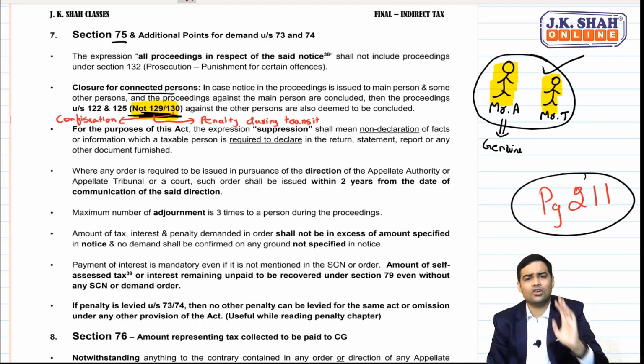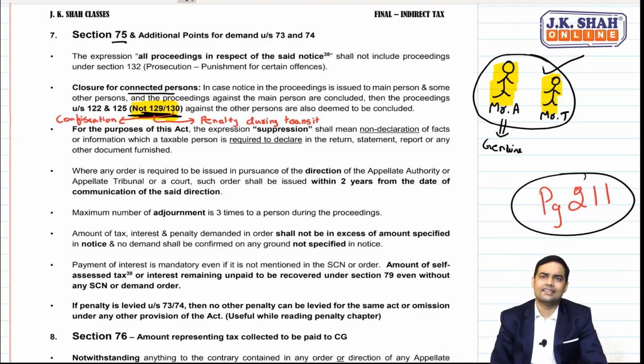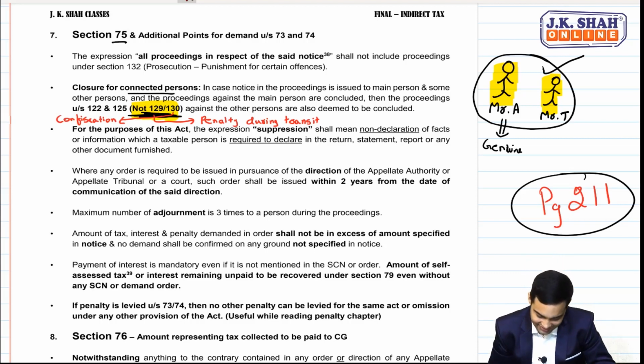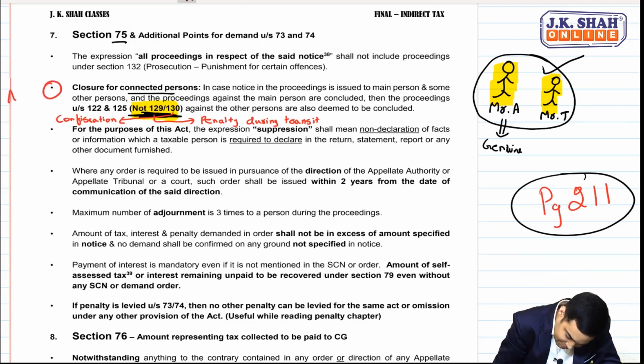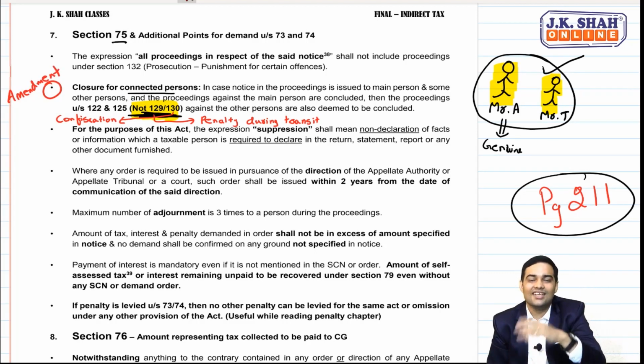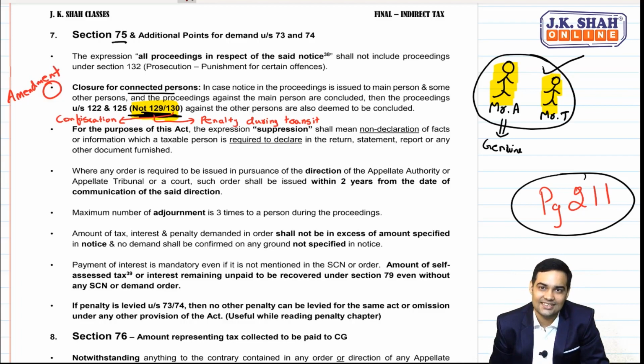We will come across these two provisions in this itself, because as I told you, both the provisions have been completely modified. So this was one small change, so you can mark this as an amendment. What is the amendment, sir? 129 and 130 is removed. So the relief to connected persons will not be available for 129 and 130 proceedings.